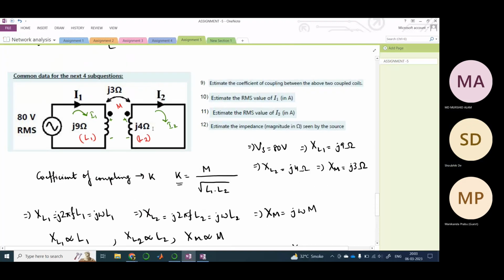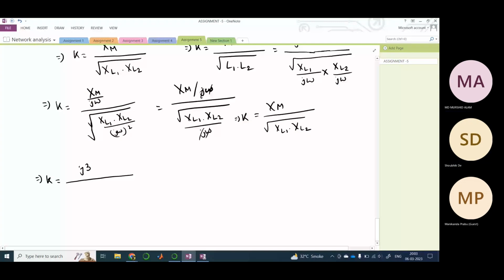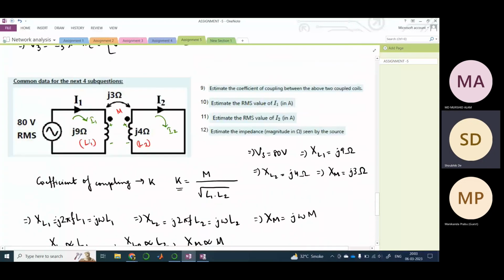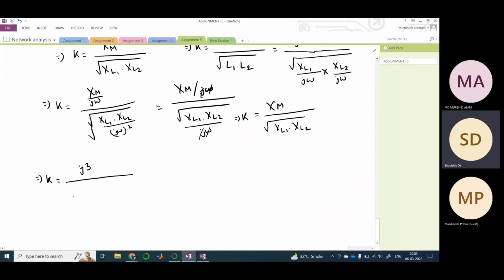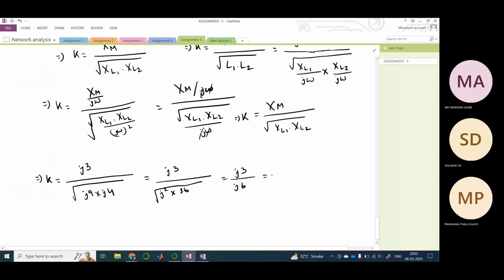So K would be what? XM is j3, divided by the square root of j9 and j4. So j squared into 36, the root gives j6. So j3 divided by j6 is nothing but 0.5. So this is the answer to your question.